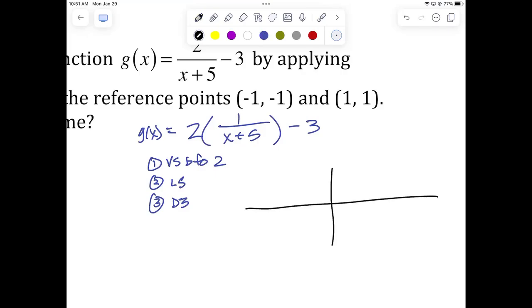what's the first thing that we graph when we're sketching these functions? The asymptotes, okay? So left 5, I'm just going to go 1, 2, 3, 4, 5. There's negative 5. Just draw it as a dotted line. That's fine. And then down 3, 1, 2, 3. There's down 3. You draw your horizontal asymptote with dotted or dashed lines.